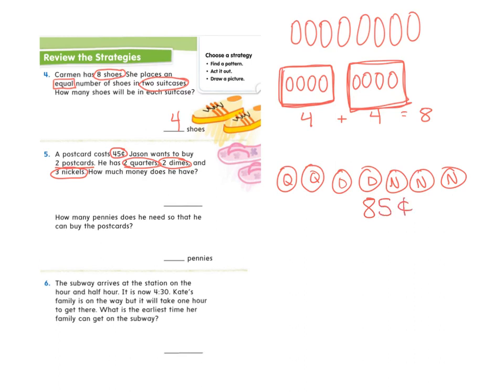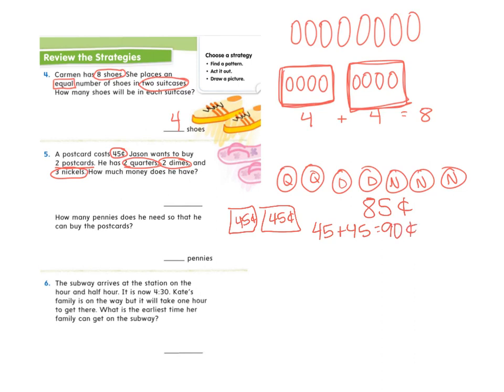How much does he need for those postcards? Well, he wants to buy 2 of these postcards, and they're each how much? 45 cents. So if I add 45 plus 45, I'm actually not even going to line those up. I'm going to do some mental math here. So I'm going to add the tens first. 40 plus 40, 4 tens plus 4 tens is 8 tens, which is 80. And then 5 plus 5, adding the ones, is 10. 80 plus 10 is 90 cents.